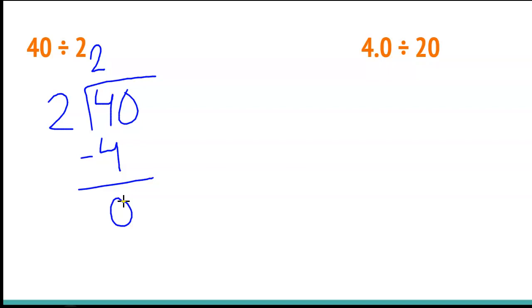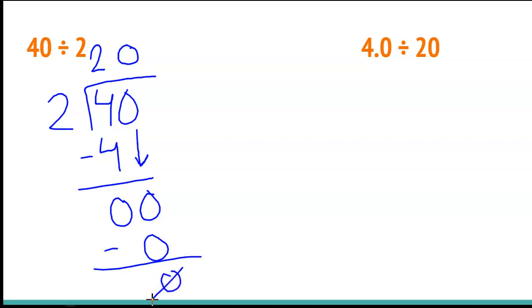I'm not done, because I have to work through all of my place values, okay? So now I have to move to my ones. How many total ones do I have? Well, I have 0 tens and 0 ones, so that means I have 0. 0 divided by 2 is 0, which means I've used up 0, which means I have a remainder of 0. Okay, so now I'm done. 40 divided by 2 is 20.